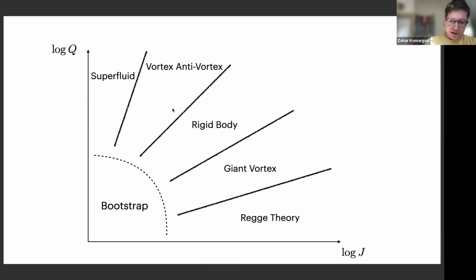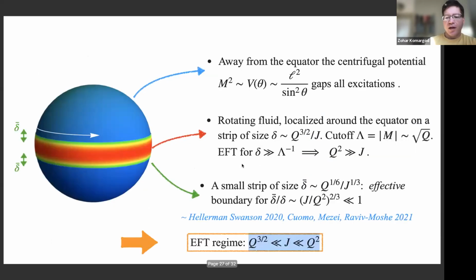So this is our claim for the phase diagram. So we have Regge theory, which is the universal large spin effective theory, giant vortex, and then superfluid with vortices, which is these three phases are superfluid with vortices. So it really works like a gem. It fits exactly the missing region.